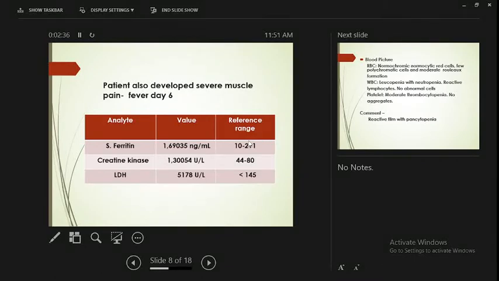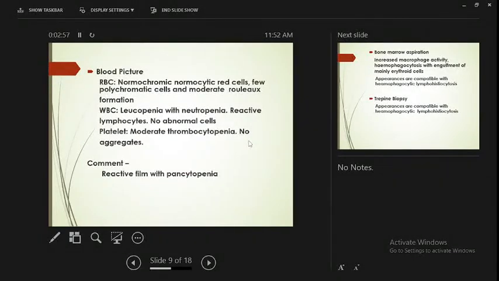Despite supportive therapy, the patient continued having fever and was unwell. So with very high ferritin and LDH with pancytopenia, we directed investigation towards HLH.